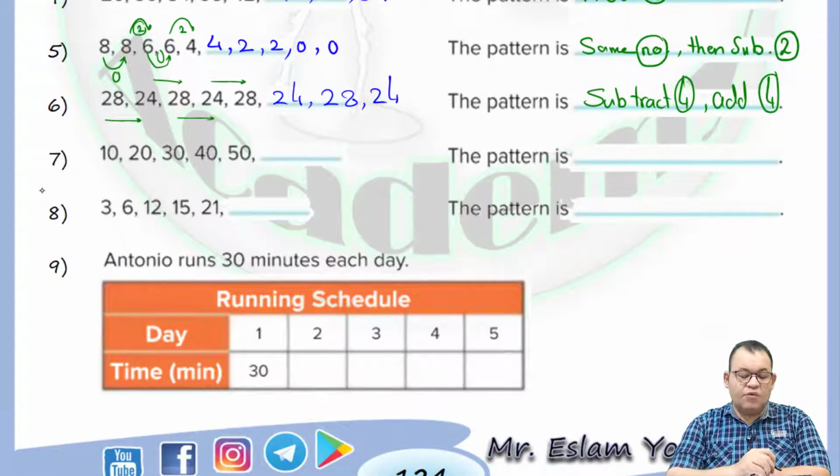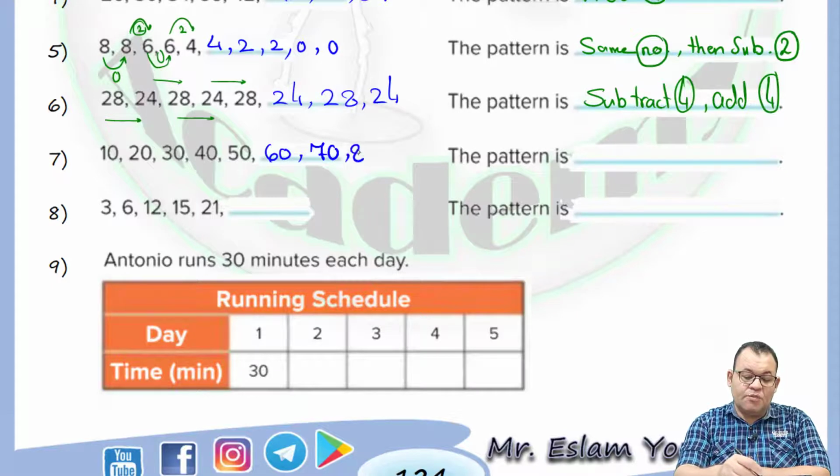In question number 7, we have 10, 20, 30, 40, 50. You will find that the number increases by adding 10 each time. So the next one will be equal to 60. By adding 10, it will be equal to 70. Adding 10, it will equal 80. So the pattern that we have is adding 10.